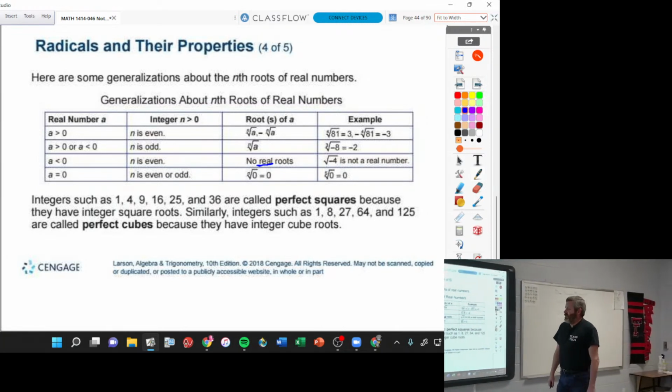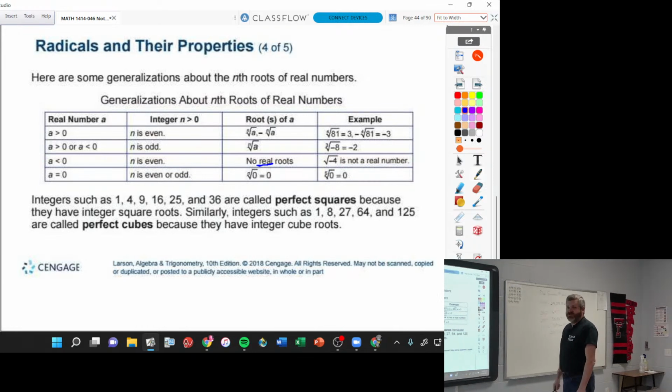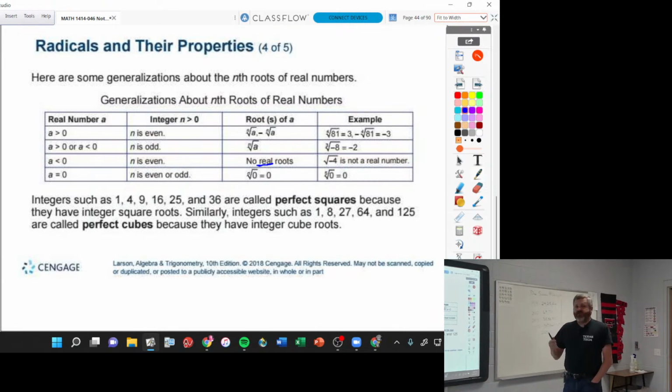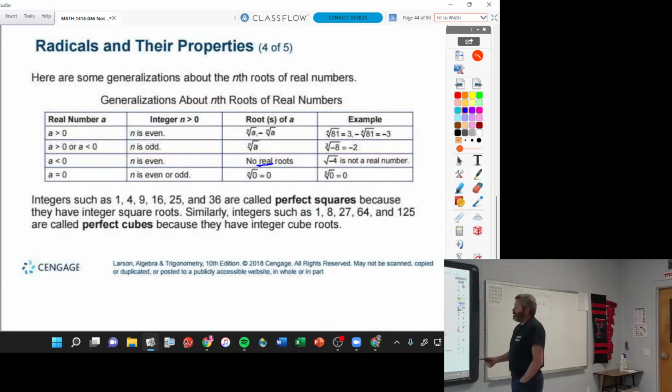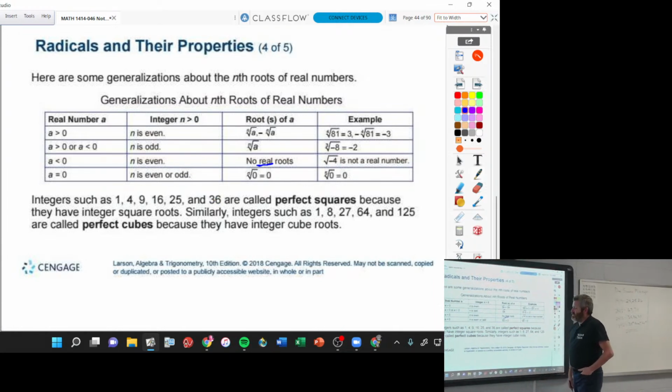Know your perfect squares: 1, 4, 9, 16, 25, 36, 49, and so on. Those are called perfect squares because they have integer square roots. The square root of 36 is 6, that's why 36 is a perfect square.